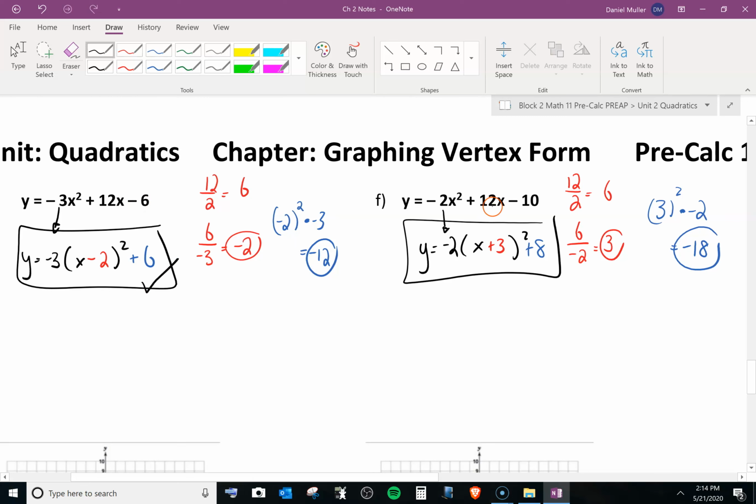And it's the same with this one. Take 12, cut it in half to get 6. 6 divided by the number in front is going to be 3. So that's a 3. And make sure to bring that number in front down. Now you can FOIL all of that and times it by -2, but I'm going to do the shortcut way, which is 3 squared, which is 9. 9 times -2 is -18. So if I'm at -18, what does it take to get to -10? I have to add 8.